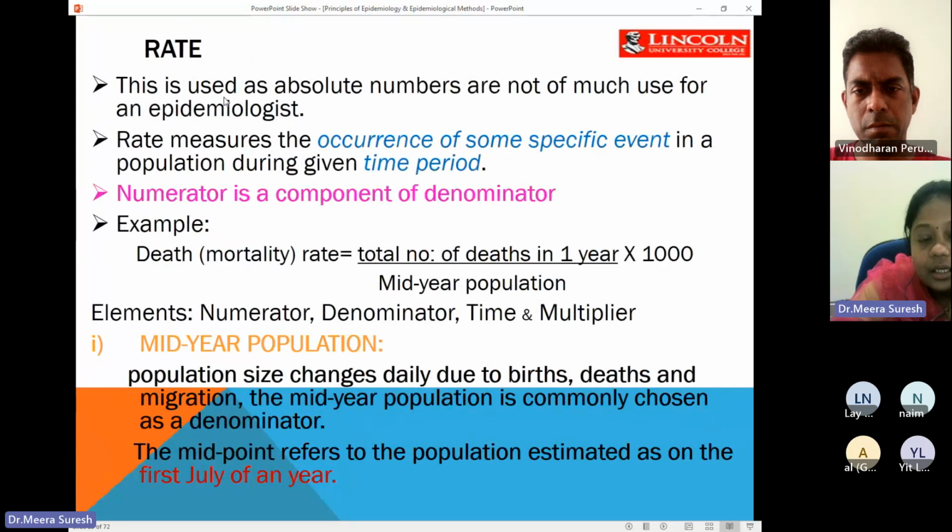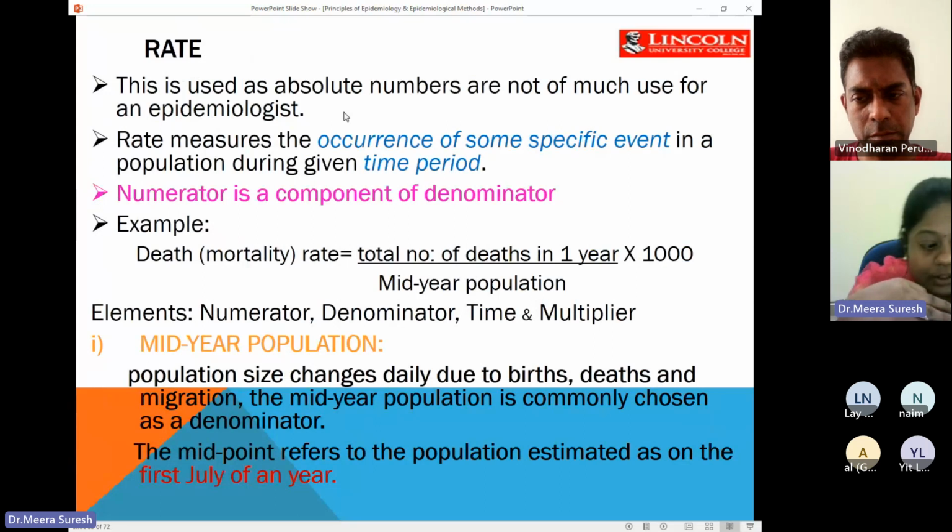In case of rate, for example, why do we need rate? If you are being told that the number of road traffic accidents that happen in Selangor is 500, this is actually an absolute number. But when we hear this 500, it is not enough for us. We need to know 500 among what is the denominator, like how many vehicles are there.